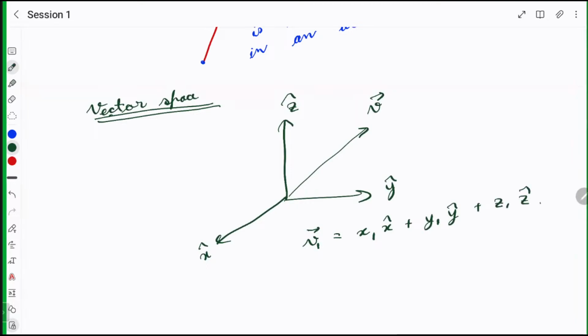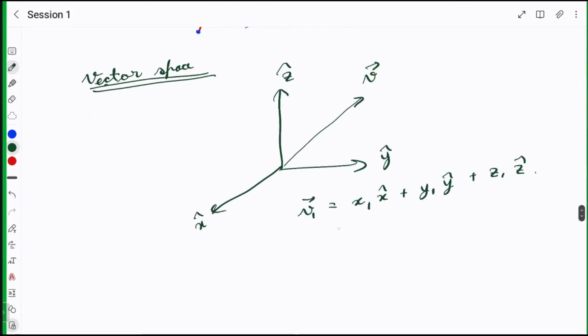So this is the simplest vector space that you can have. And you can also represent it by the ordered triplet x1, y1, z1, and this space is said to be R3. Why R3? Because it's an ordered triplet of three real numbers. x1 is a real number, y1 is a real number, and z1 is a real number. So this is a vector which belongs to this space R3.